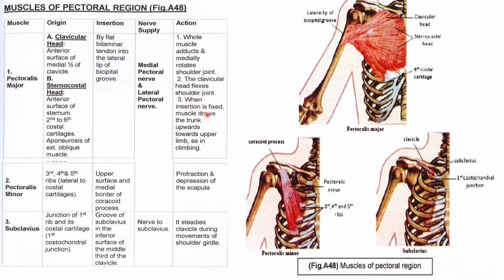And when insertion is fixed, the muscle draws the trunk upwards towards the upper limb, as in climbing. So in climbing, it also helps.